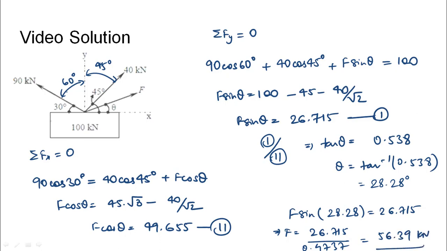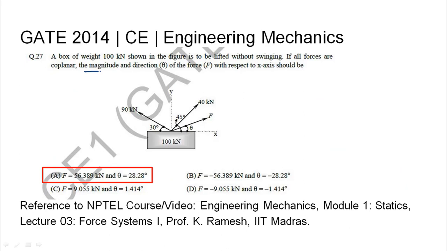That is the magnitude of the force. So the magnitude and direction of the force with respect to the x-axis should be 56.39 kilonewton and 28.28 degrees, that is option A. The relevant NPTEL reference has been listed.